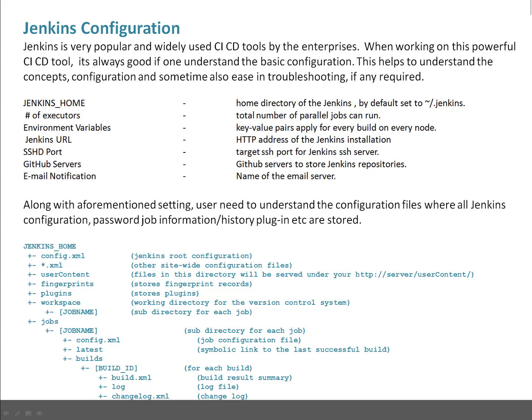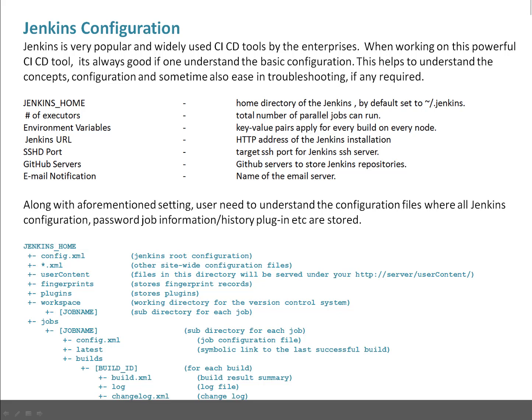SSHD port. This is the target SSH port for the Jenkins SSH server. When you want to run Jenkins commands using CLI, this SSHD port is used. The next thing is GitHub server. For example, you are using some version control system for your Jenkins server. So you can specify this is going to be my GitHub server where I will store my Jenkins repositories.